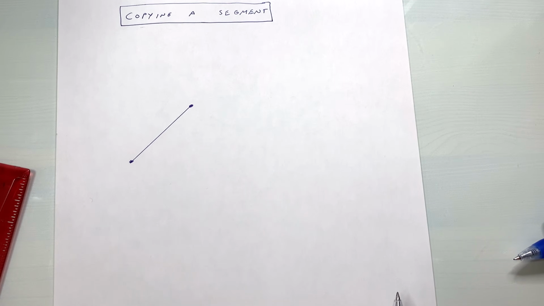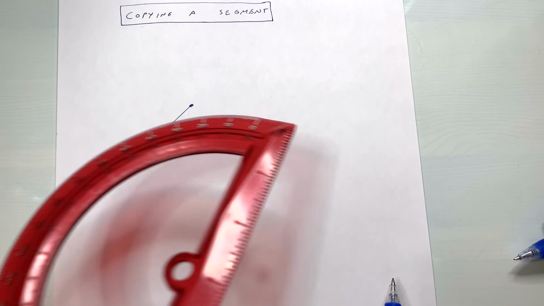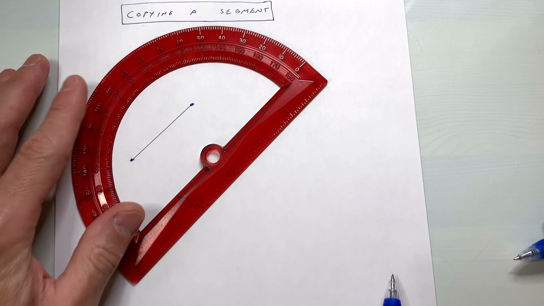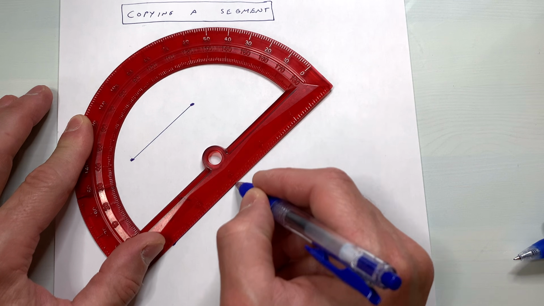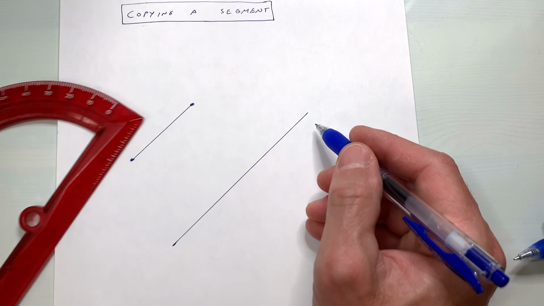Now we're going to talk about how to copy a segment. So when you copy a segment, this is kind of an easy construction. All you want to do is start by drawing a ray. And again, I make it a little bit longer than I think I'm going to need.